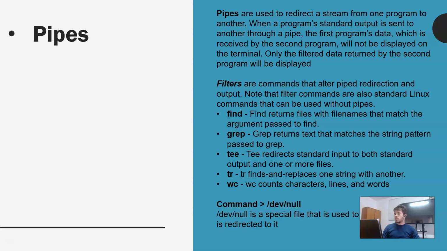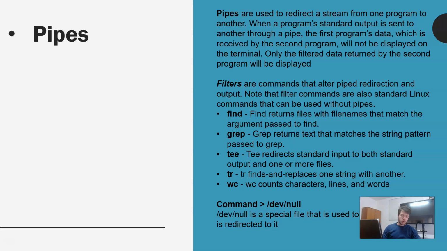And now let's go to pipes or piping. Piping is the idea of redirecting a specific output stream to serve as the input stream for another command. And this is useful because I can also use filters. Filters are commands that alter piped redirection and output.